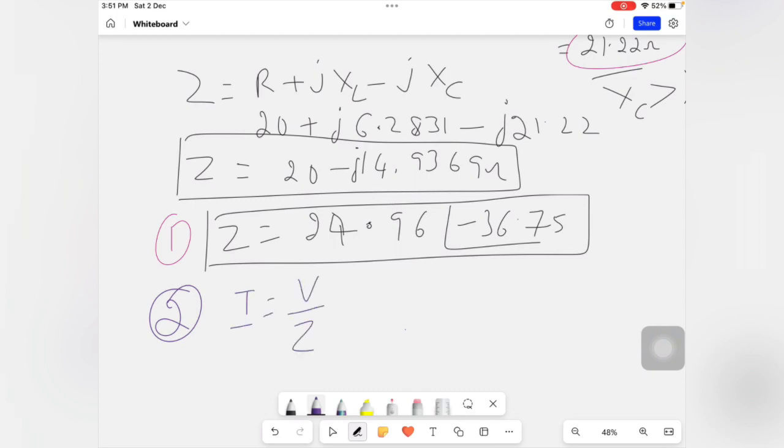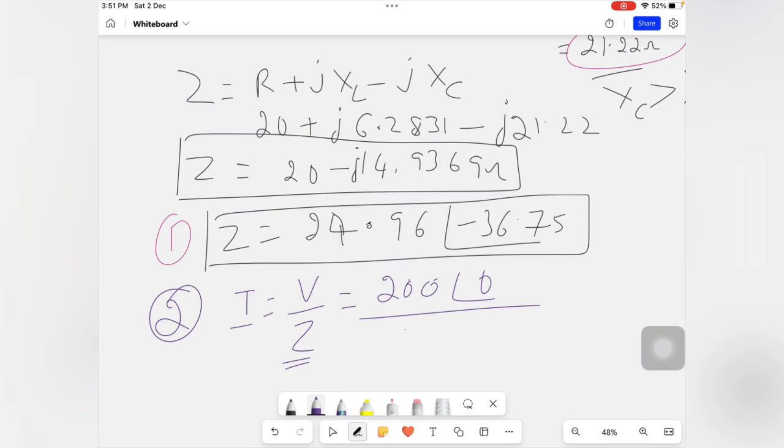Why are we considering impedance? Because the circuit contains all three elements, so the total opposition is impedance. So I is equal to V by Z. When we are doing the division, both the V and Z values should be in polar form. As we discussed already, 200 plus j0 can be written as 200 at an angle 0.